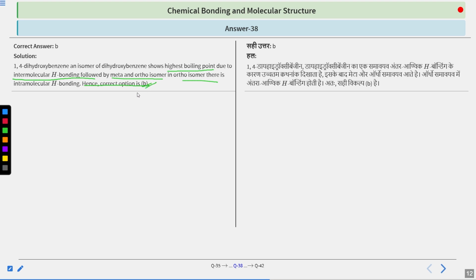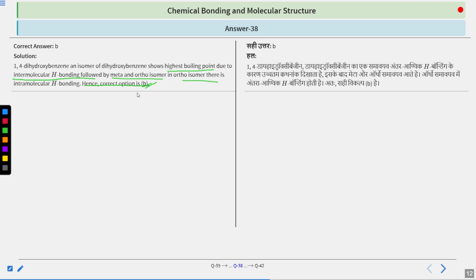So what is being written here is that we have said that 1,4-dihydroxybenzene, an isomer of dihydroxybenzene, shows a higher boiling point. Why? Because in the ortho case, your OH does the hydrogen bonding with each other rather than with the other molecule. Therefore, the attraction between the two molecules is disrupted or completely destroyed in a way. If two molecules are not attracting each other and not keeping each other together, then it is easier to break their van der Waals force, because hydrogen bonding is very strong as compared to van der Waals force.